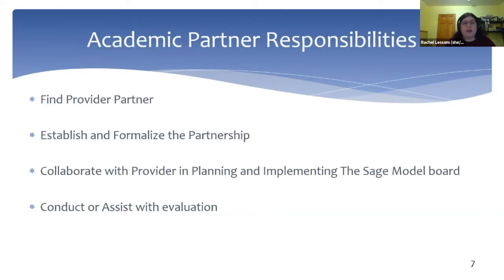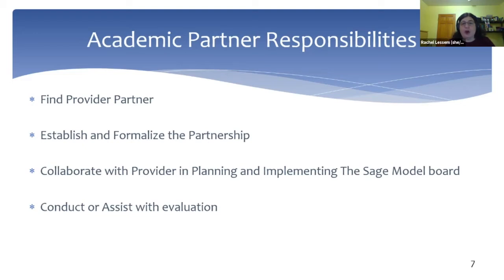So what does an academic partner do as part of a SAGE model board? Well, first and foremost, it finds a provider to partner with and then establishes and formalizes that partnership by explaining the concept of the SAGE model, identifying gatekeepers and champions in the provider setting, developing trusting relationships, and clarifying the roles and responsibilities and time commitments.